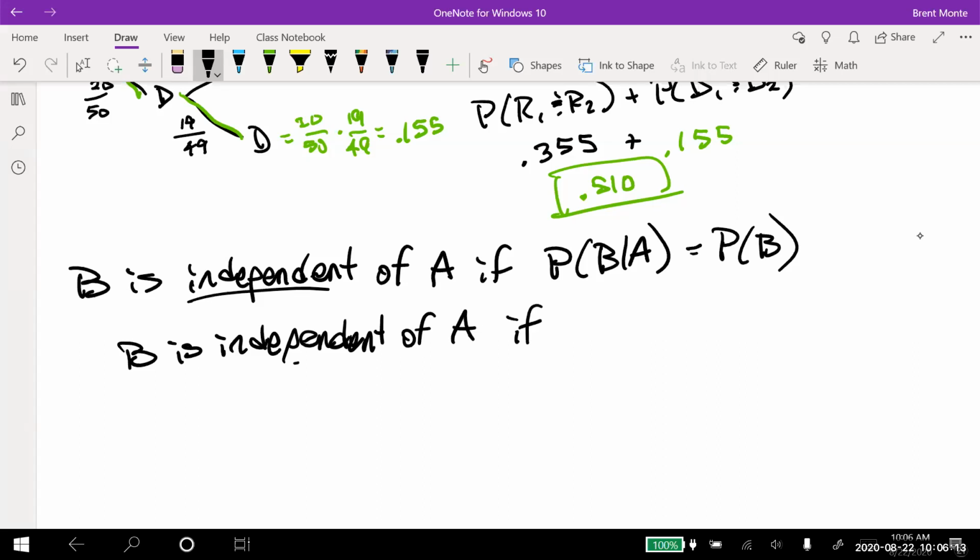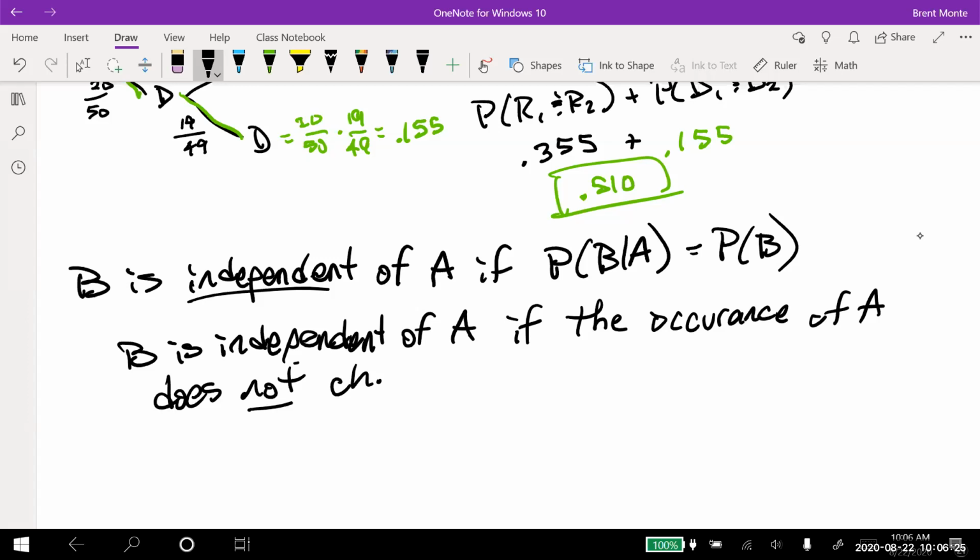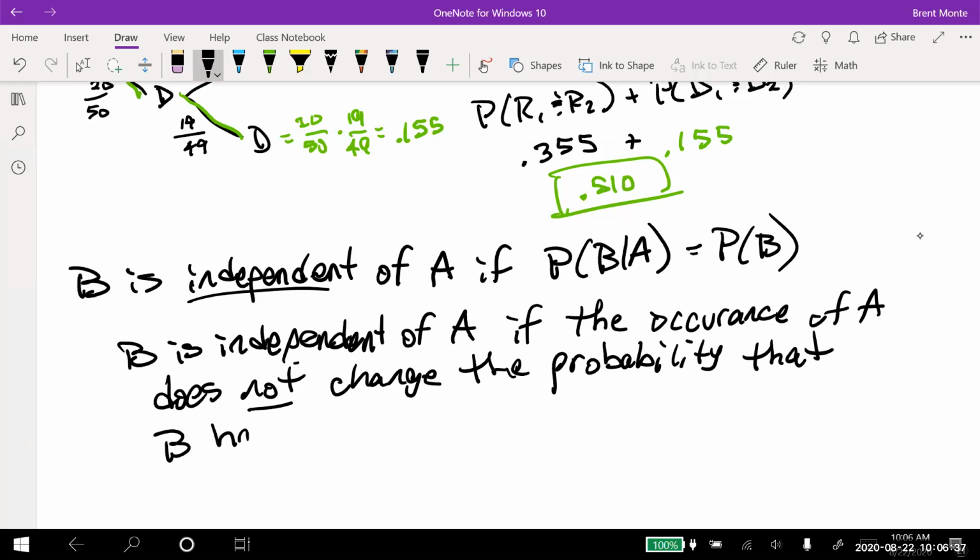if the occurrence of A does not change the probability that B happens. So there's a verbal definition rather than a formula for independent.